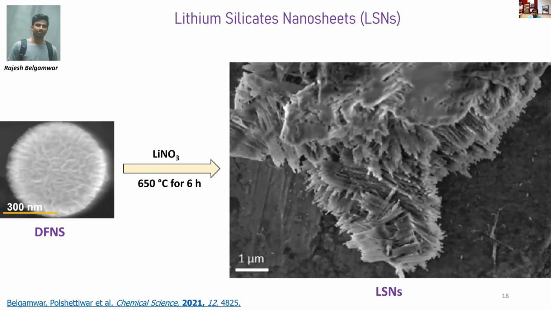But our hypothesis was that we use the DFNS and convert that DFNS silica into lithium silicate nano. Ideally, we started with nanospheres, but we were never able to stop the reaction at the nanosphere scale, and these nanospheres broke down into nanosheets. So we decided to convert these into nanosheets of lithium silicates and explore them for CO2 capture at high temperature. This is how we prepared it, a simple synthesis: DFNS, lithium nitrate, 650 degrees Celsius for 6 hours, a solid phase reaction, and you get lithium silicate.